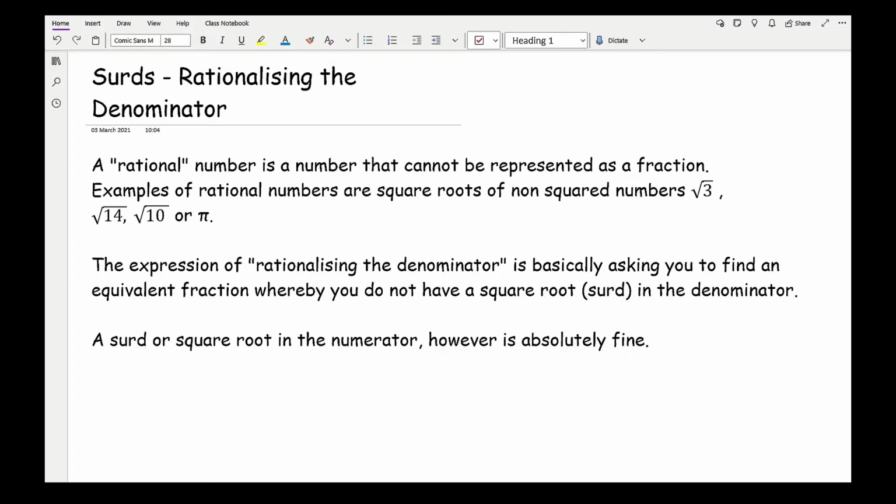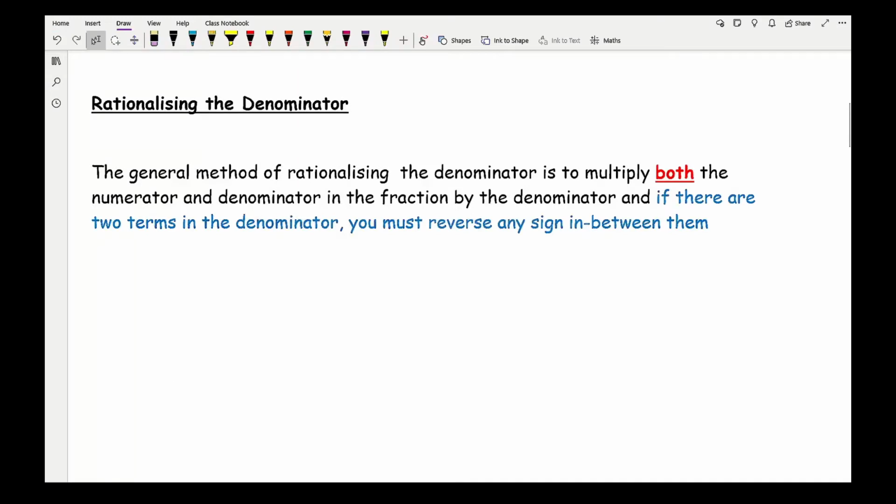So the expression of rationalizing a denominator is basically asking you to find an equivalent fraction whereby you do not have a square root or a surd in the denominator. A surd or a square root in the numerator is, however, absolutely fine, hence the term of rationalizing the denominator. Now, the actual method of rationalizing the denominator is quite a simple one.